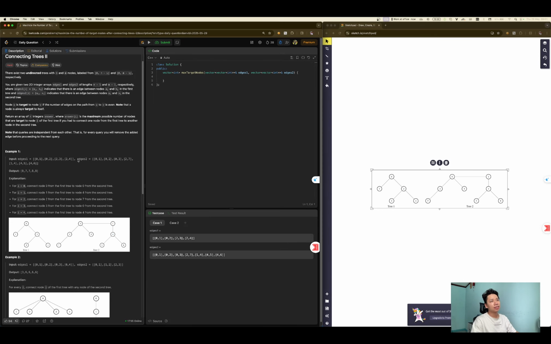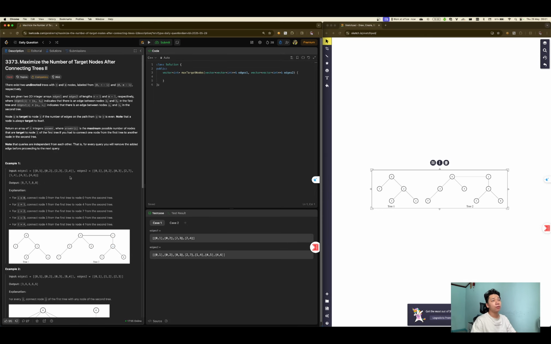Hello guys, welcome back. Today we are going to solve the hard problem, the upgraded version of the last daily question: Maximize the Number of Target Nodes After Connecting Trees, version 2, the hard version.